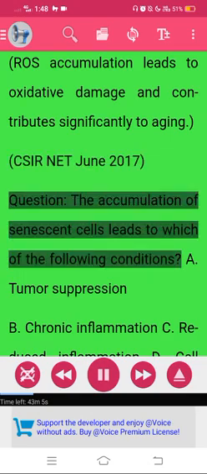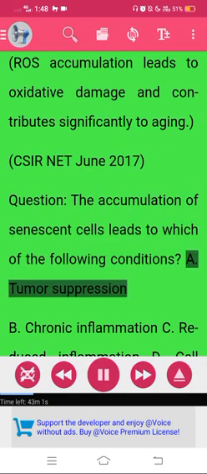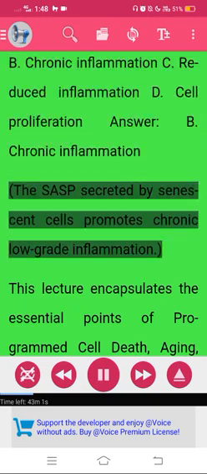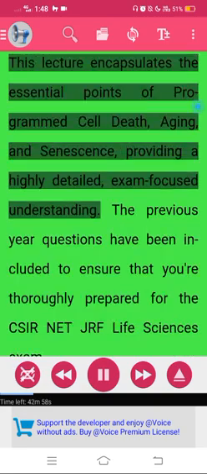CSIR-NET June 2017. Question. The accumulation of senescent cells leads to which of the following conditions? A. Tumor suppression. B. Chronic inflammation. C. Reduced inflammation. D. Cell proliferation. Answer. B. Chronic inflammation. The SASP secreted by senescent cells promotes chronic low-grade inflammation.